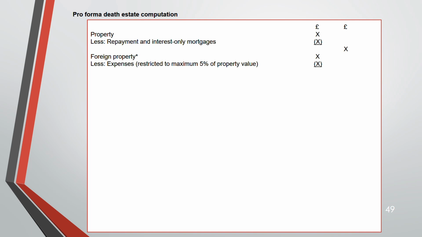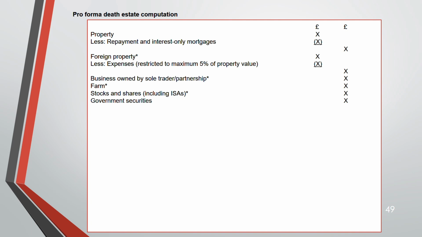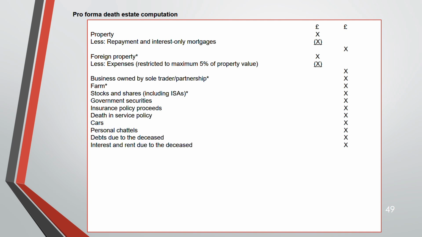Then you deduct the expenses. Remember, restricted to the maximum 5% of property value. Then any business owned by sole trader or partnership, you add. Farm, you add. Stocks and shares including ISA, you add. Government securities, insurance policy proceeds, death in service policy, cars, personal chattels, debts due to the deceased. You are going to get the debt, you are going to get the interest and rent. Your cash at bank and deposit.